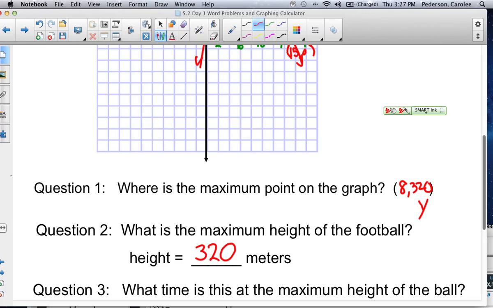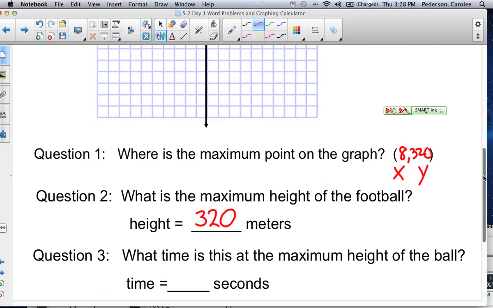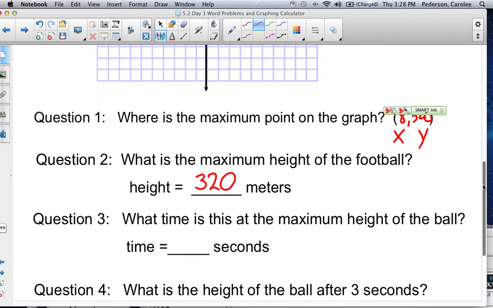The next question is, what time is this at to meet its maximum height? So that's along the x-axis. That height was 320 meters at 8 seconds. And then question 4.